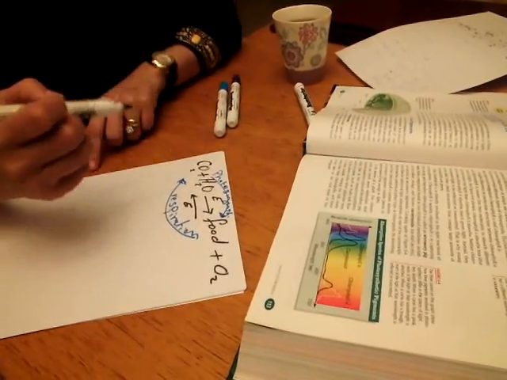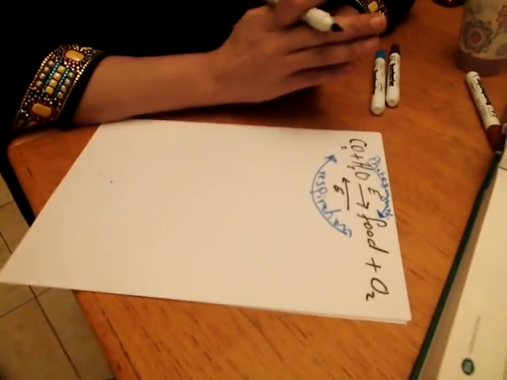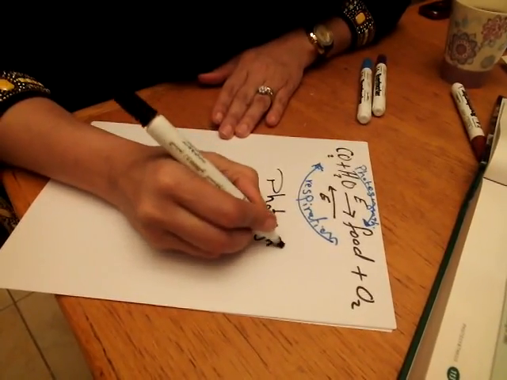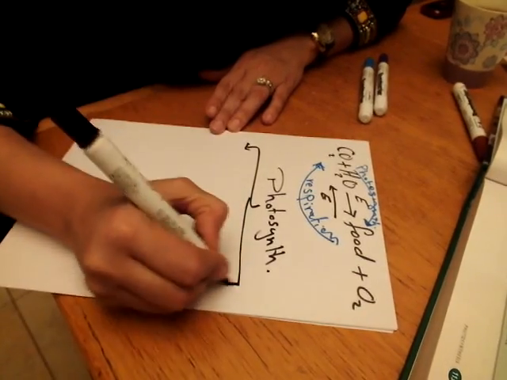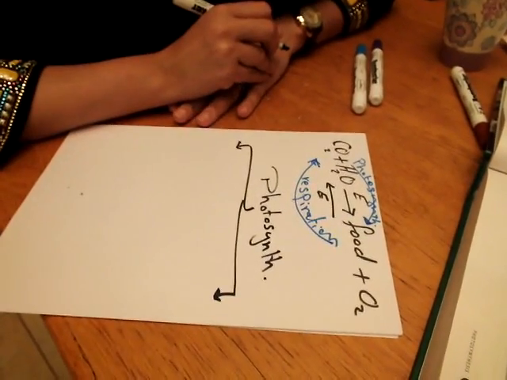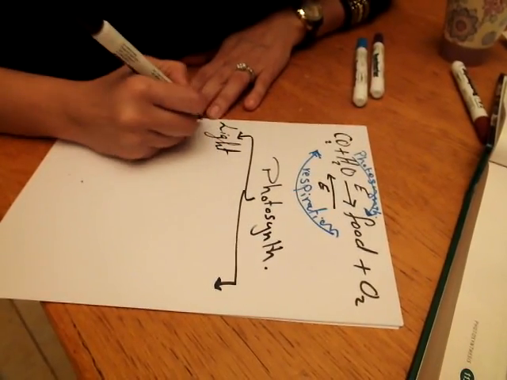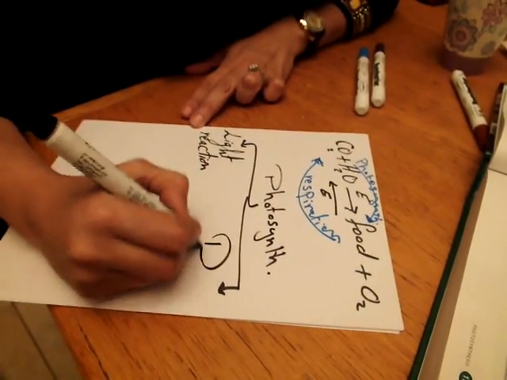Right. The photosynthesis process is divided into two main stages. Photosynthesis is divided into two main stages. What are they? Light reaction and dark reaction.